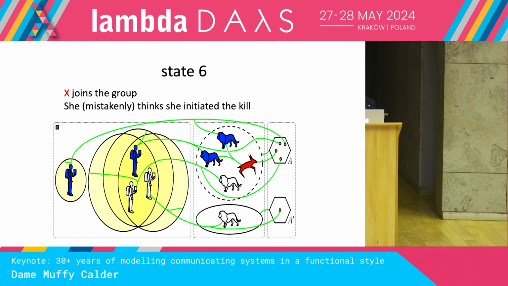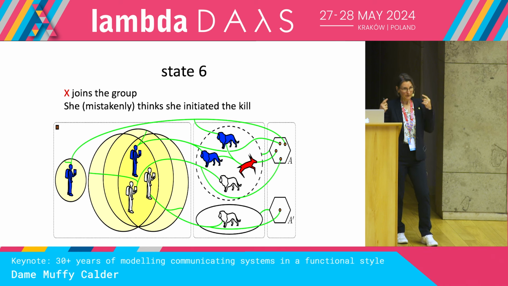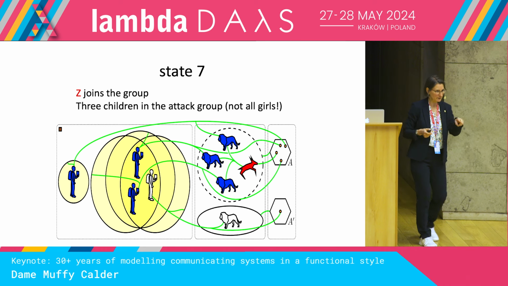X now joins the group. She mistakenly thinks she has initiated the kill. So she thinks she's yellow with the impala, but she's actually blue and red with the impala. Z then joins the group. So now there are 3 children in the attack group, but they're not all girls. It's 2 girls and a boy.